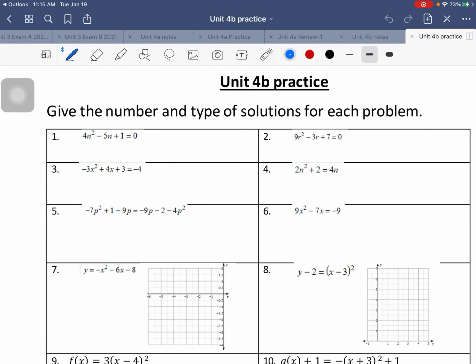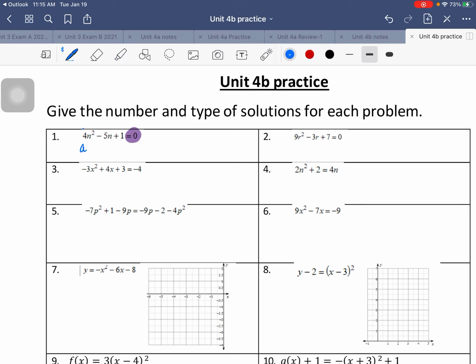All right, so I'm going to solve for 4B practice. I'm going to solve each one with the discriminant, and then I'm also going to show you by graph. So let's get started. For A, first thing you need to know is that the equation equals 0. Perfect. It is in standard form.